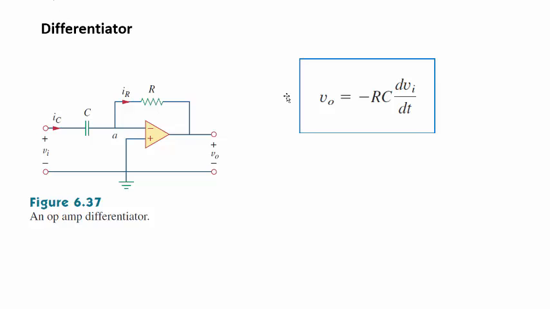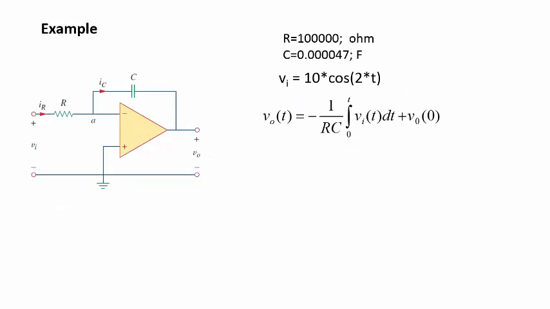So I'm going to show you here a couple of examples separate from the book. I'm going to do an example that's an integrator. R is 100k ohms or 100,000 ohms. C is 47 microfarads, so there it is in farads. And my input voltage is a cosine, so it's 10 cosine 2t, and t is time. Input voltage is a function of time, and this is an integrator.